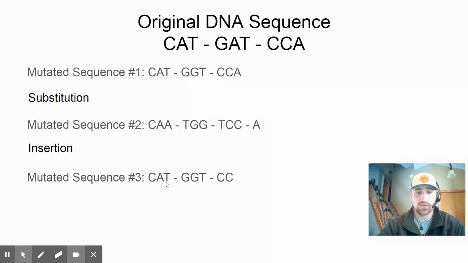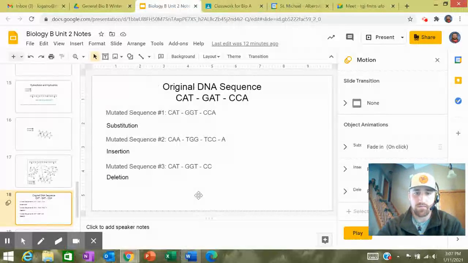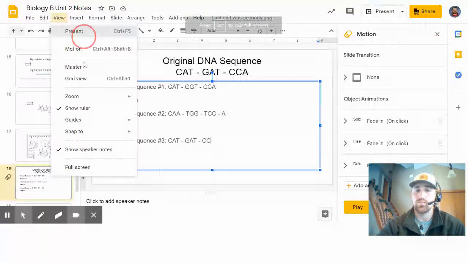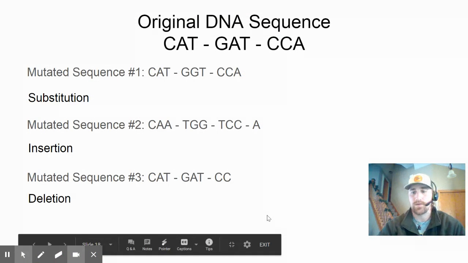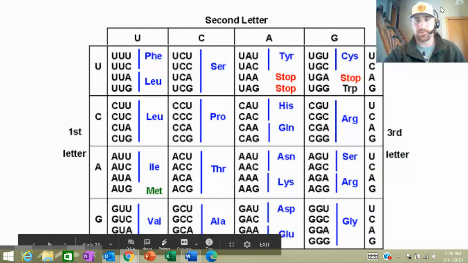And the last one is mutated sequence number 3. We have 3, 6, 8. So if I counted correctly, we have a deletion. And where does that deletion actually take place? We had CAT, we had GGT, which is actually a substitution. Let me fix this, that is my fault. This should be GAT. Perfect. And then we had CC, and we got rid of the A. Okay? So, once again, there is a mistake there. That is deletion.